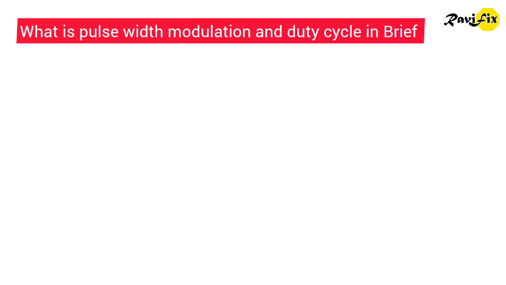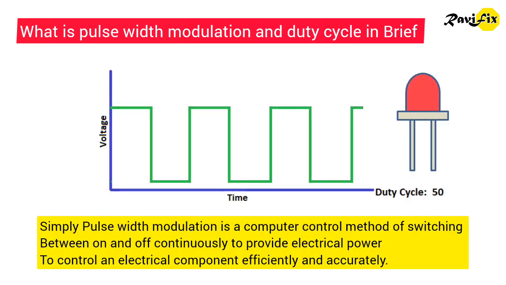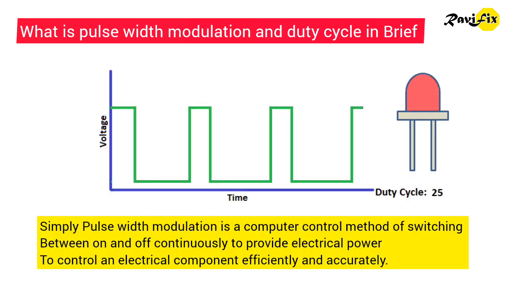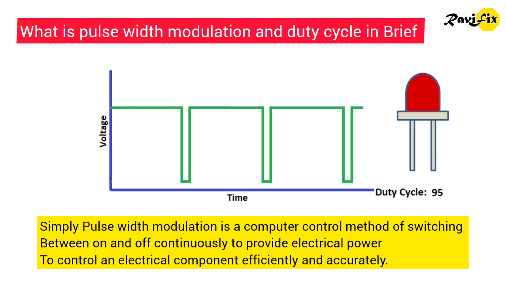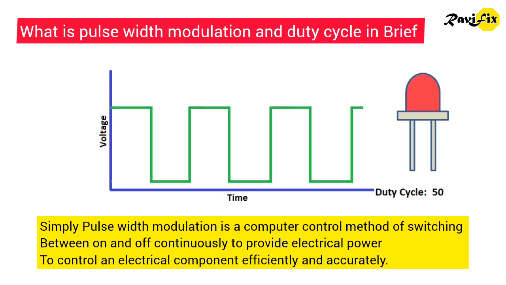What is pulse width modulation and duty cycle in brief? Simply, pulse width modulation is a computer control method of switching between on and off continuously to provide electrical power to control an electrical component efficiently and accurately.